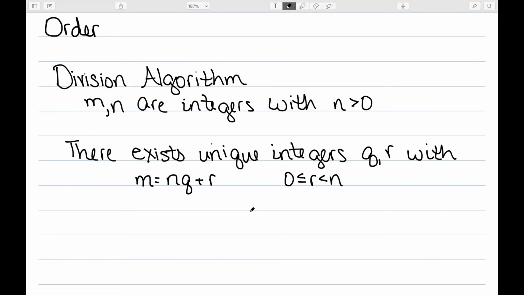The division algorithm then says that there exist unique integers q and r, where m is equal to nq plus r, and r is greater than or equal to 0 and strictly less than n. We call q the quotient and r the remainder.